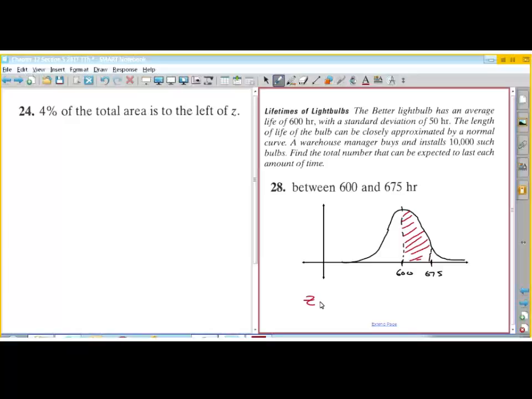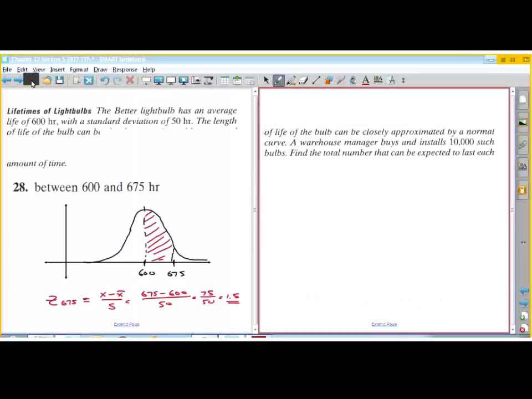So what I would do is ask, what's the z-score associated with 675? I don't have to worry about the mean because the z-score of that is 0. So the z-score is going to be the x value, 675, minus the mean, divided by the standard deviation. In our case, the value is 675, the mean is 600, and I divide by the standard deviation. I'll get 75 divided by 50, which is 1.5. So that's my z-score.